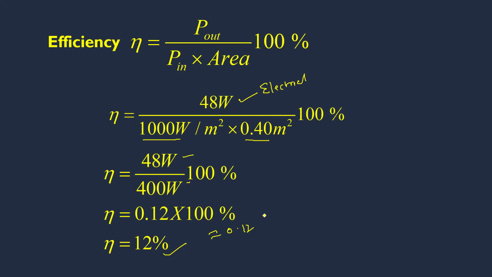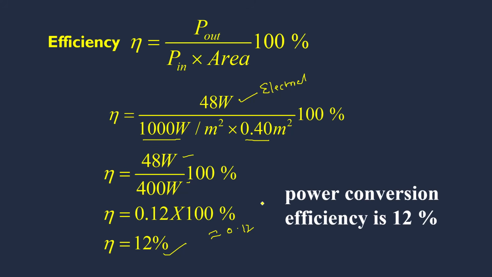If you want to state it in terms of percentage, then the power conversion efficiency of your solar cell is 12 percent. So we have a solar cell. Though 1000 watts per meter square is available, the actual power falling on the solar cell is 400 watts, but it is giving me only 48 watts of electrical power. The ratio between these two gives me a 12 percent efficiency. This is how we can calculate the efficiency of the solar cell.